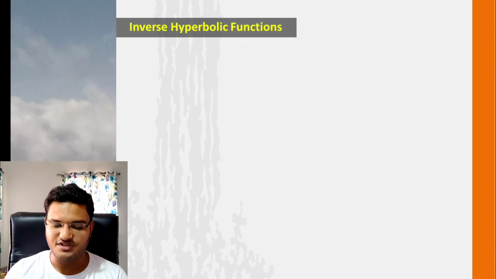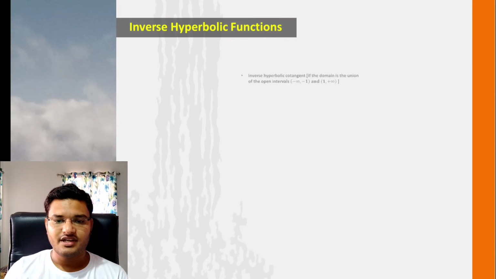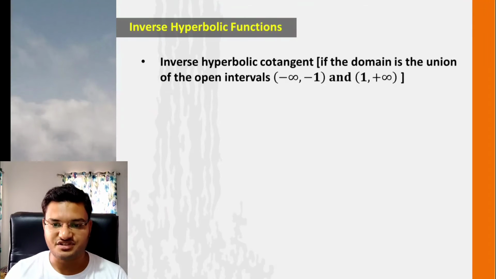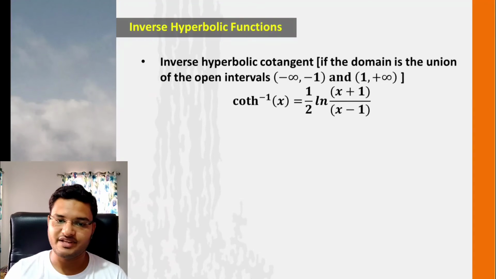Now let's talk about some other hyperbolic functions. Inverse hyperbolic cotangent. If the domain is the union of the open intervals negative infinity to negative 1 and 1 to positive infinity, then the inverse hyperbolic cotangent function is defined as 1 by 2 ln of (x plus 1) upon (x minus 1).